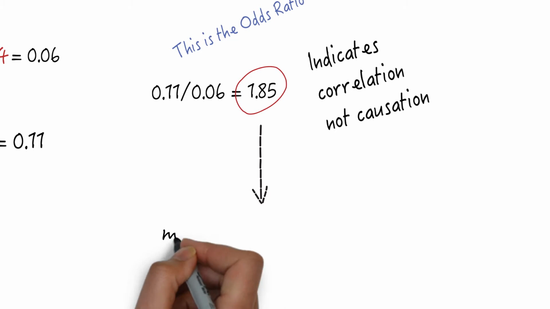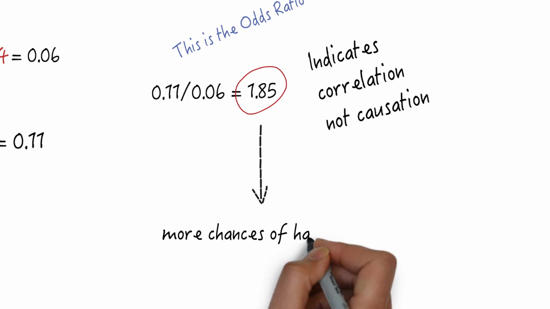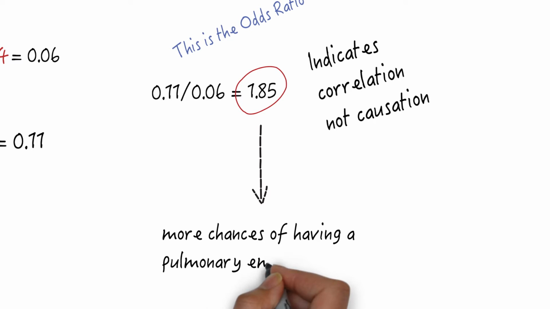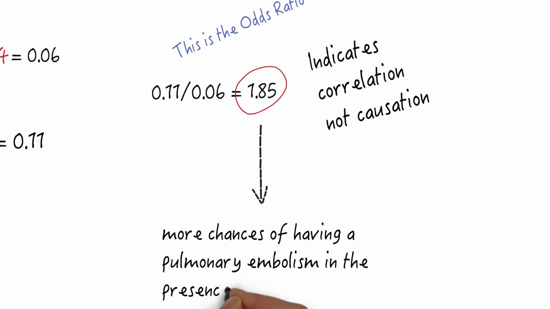In my example, my odds ratio is 1.85. This number, taken alone, means that there is 1.85 times more risk of having a pulmonary embolism when there is a thrombosis.